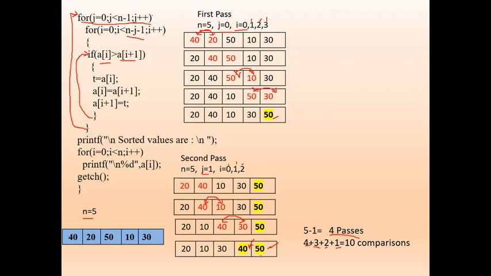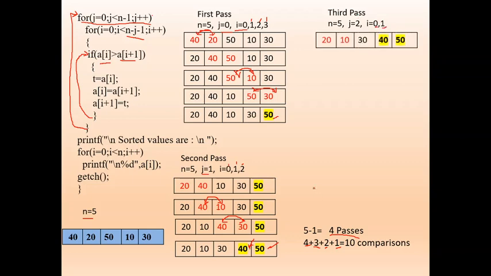Now next pass. Now the j value of the outer loop will be changing. J value will be 2. So how many iterations will I have inside? N minus j minus 1. N is 5, 5 minus 2 is 3, 3 minus 1 is 2. I is less than 2, which means I value ranges over 0, 1.